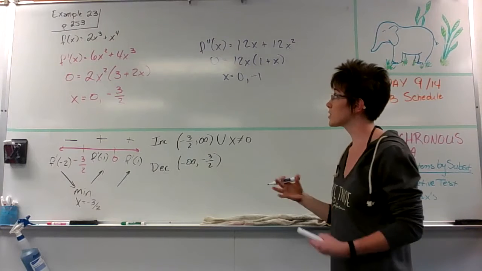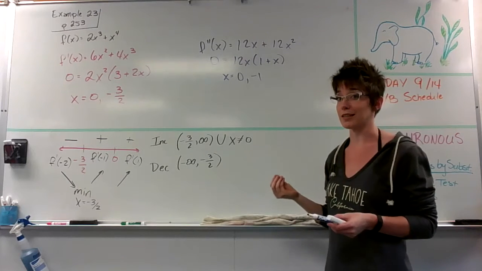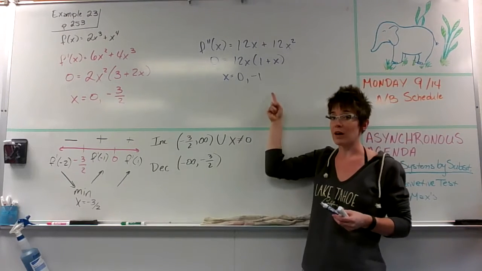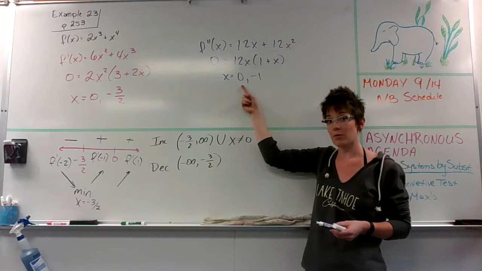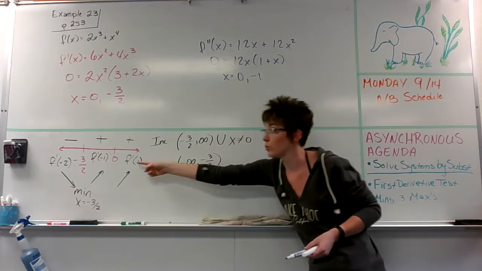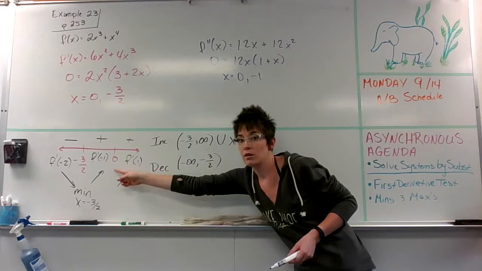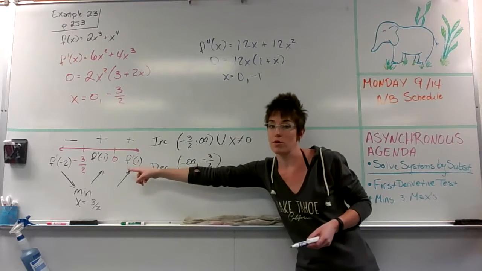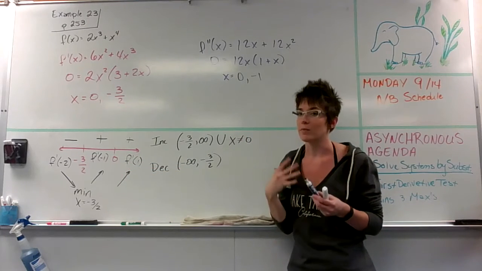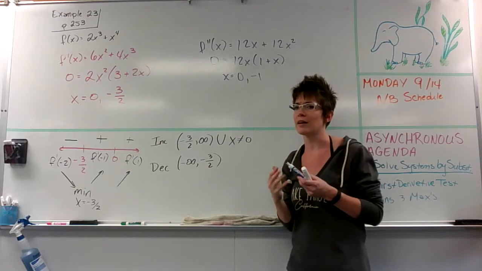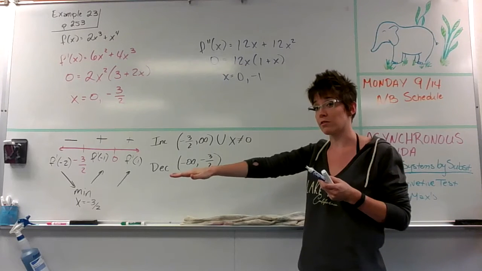Now this is pretty interesting here if you pause and take a second look, because one of my inflection points, that 0, is equal to that critical point over here. And so I'm kind of getting this shape in my head that I have a horizontal inflection point.